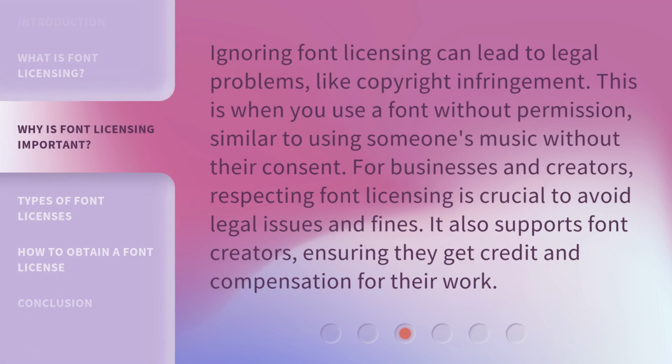Ignoring font licensing can lead to legal problems, like copyright infringement. This is when you use a font without permission, similar to using someone's music without their consent. For businesses and creators, respecting font licensing is crucial to avoid legal issues and fines. It also supports font creators, ensuring they get credit and compensation for their work.